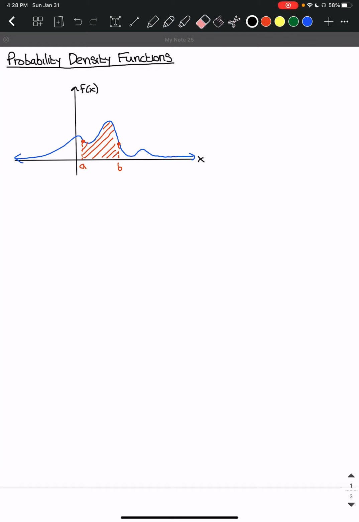Hi everyone, welcome back. Today we'll be talking about probability density functions. I think this is a really cool part of Math 104. Essentially, a probability density function is a special function that has a couple key properties.